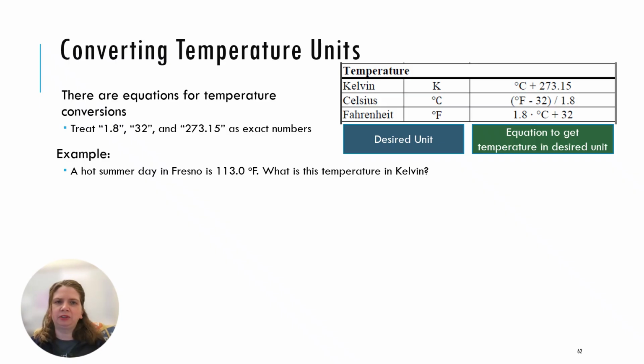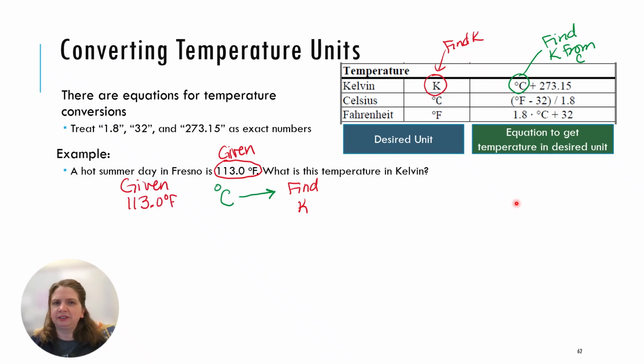Finally, temperature conversions require equations rather than dimensional analysis alone. The constants in these equations are exact. However, you can figure out what equations to use by analyzing the units in each equation. On a hot summer day in Fresno, the temperature is 113.0 degrees Fahrenheit. What is the temperature in Kelvin? With the equations provided, we have a way to get to Kelvin from Celsius. So first we need to convert Fahrenheit to Celsius.